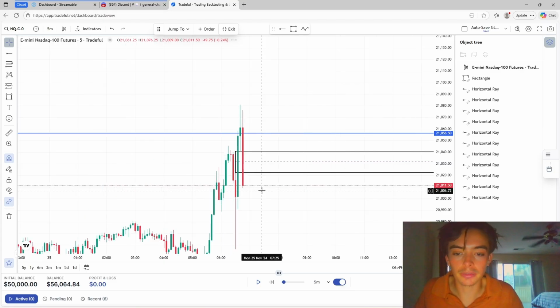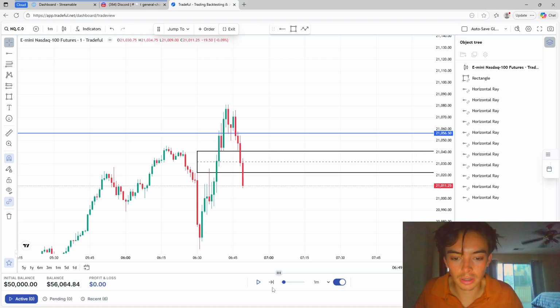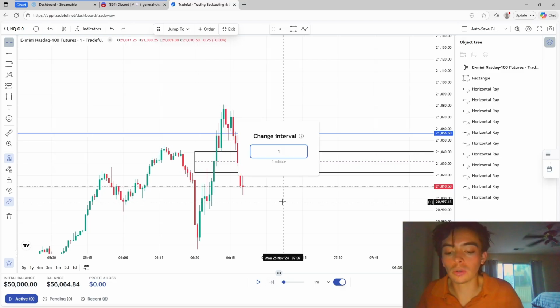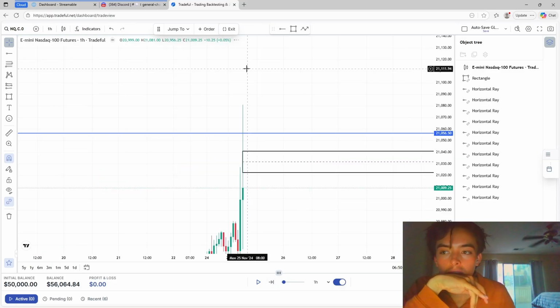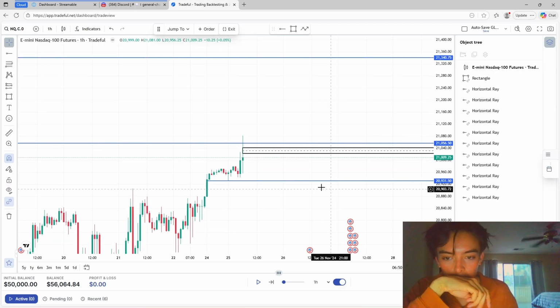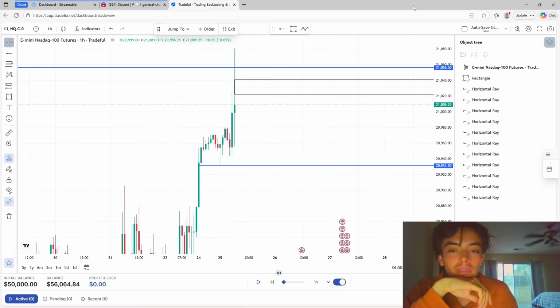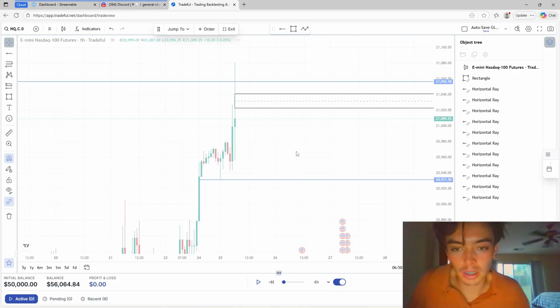Yeah, I probably wouldn't take this inverse. Well, actually, hold up. Let me see. Holy shit. Maybe I would take this inverse. Hold on. If we look, though, we are actually kind of bullish higher time frame. So maybe I wouldn't take the inverse.